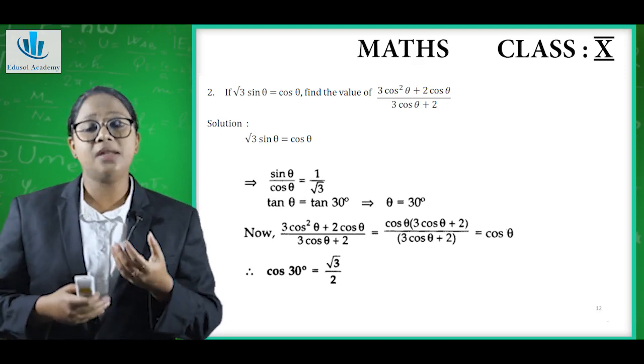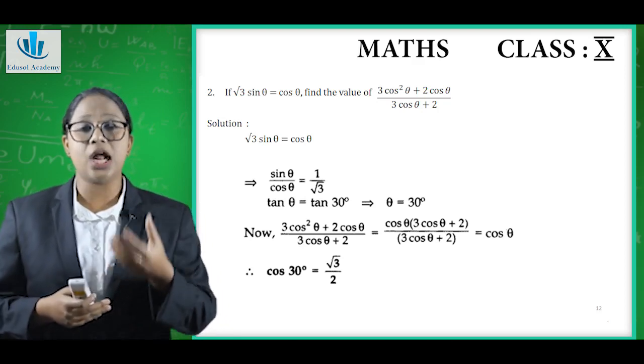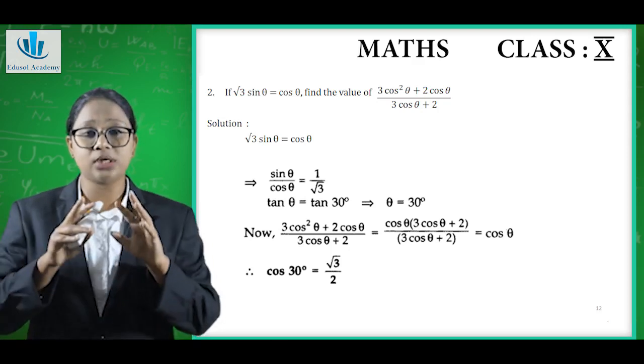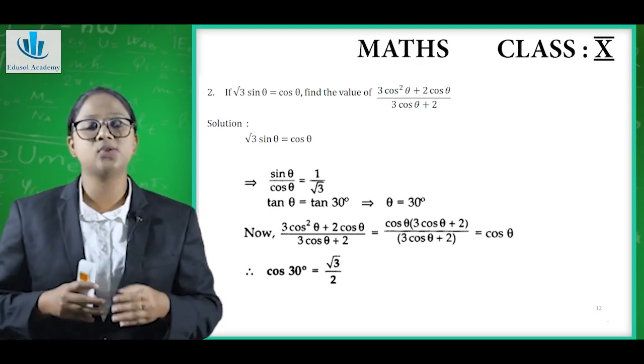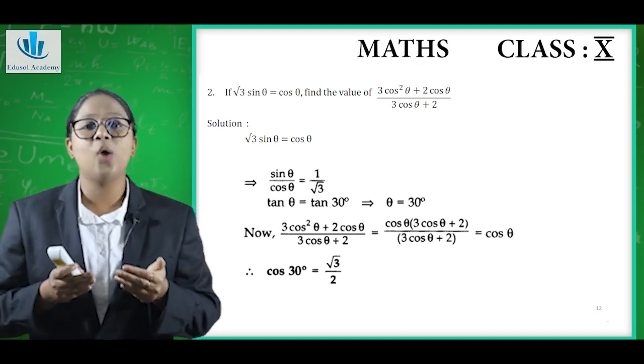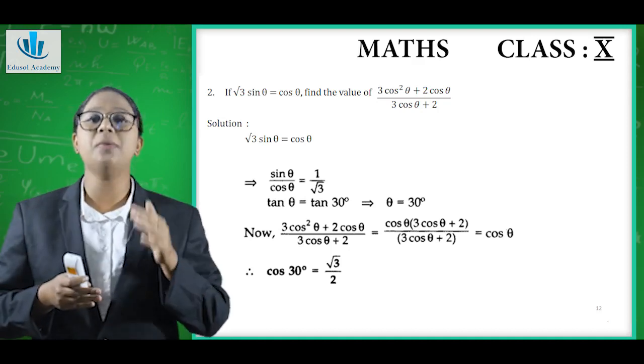If you have trouble remembering the angles, you can also convert cot theta into tan theta. Take reciprocals on either side. So cot theta is equal to root 3. After being reciprocated, we will get tan theta is equal to 1 by root 3.